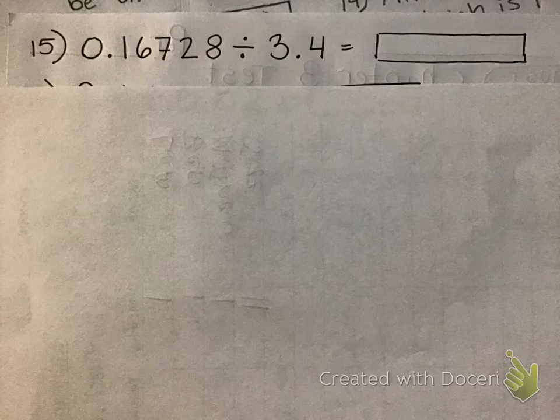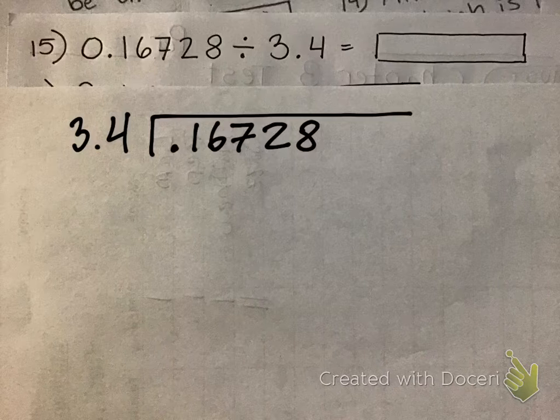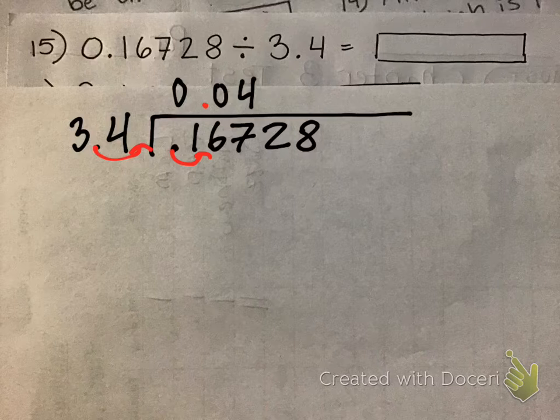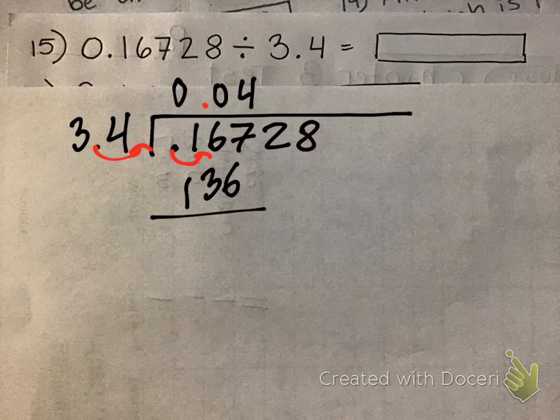Okay, now this one again. Let's try this one. So the first thing first, what's our rule about dividends? What can they not have, Rafi? They can't have our decimal. So we move that over. There's our new decimal. Now, 34 goes into 1 0 times, goes into 16 0 times, goes into 167 4 times. 4 times 34 is 136. We subtract that, we get 31.